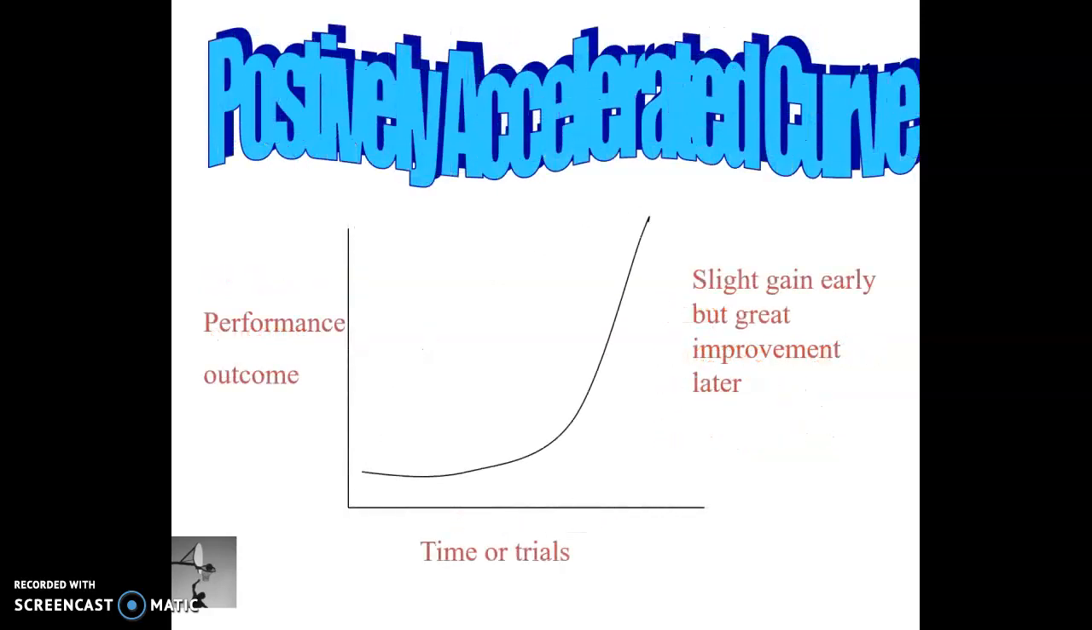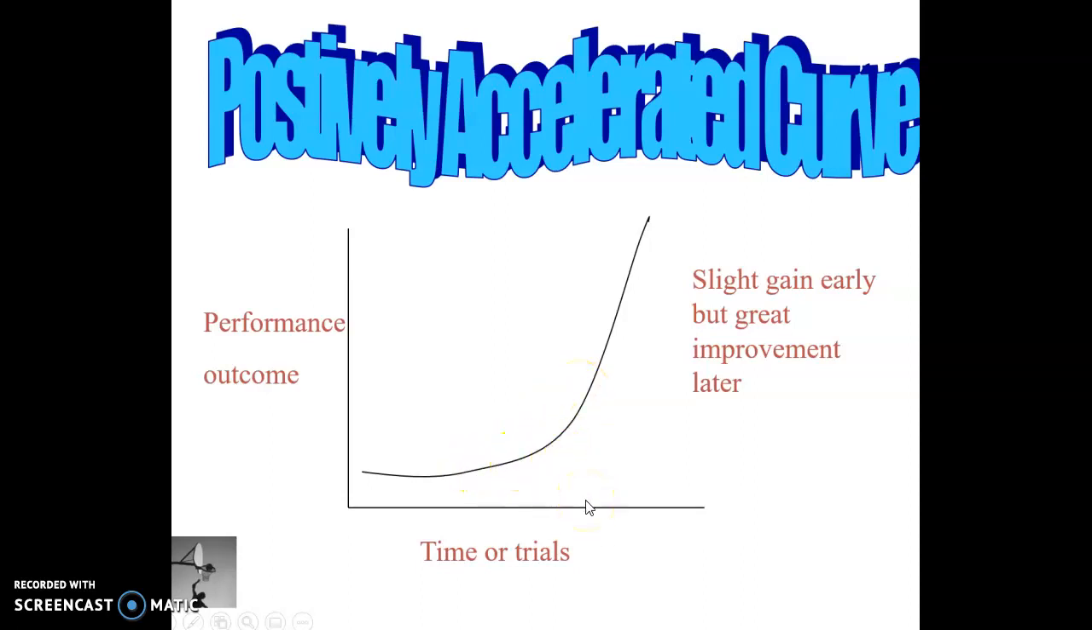The positively accelerated curve is just the opposite, where you go over a period of time with very little improvement, and then suddenly you see a spike up. When you're working with individuals that are on this type of performance curve, it could be very easy early on for them to get discouraged, to want to give up. And so the coach or the therapist during this time has to be a very good motivator of sticking to it and encouraging them with the idea that you are going to see improvement. You just have to stick with it.